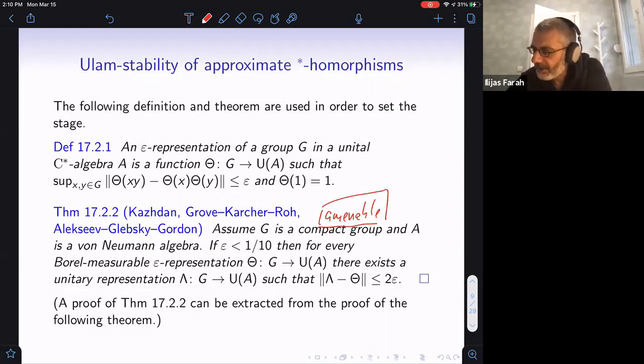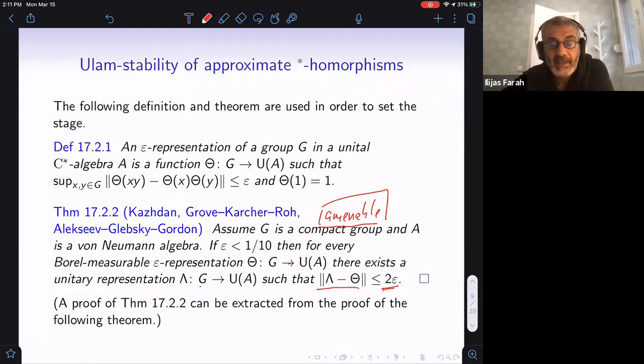Anyway, the theorem states that if G is a compact group and A is a von Neumann algebra, epsilon is small enough, then whenever you have a Borel measurable epsilon representation theta from G to the unitary group of A, and by the way, when I say Borel measurable, I really mean in the ultra-weak topology, for example, which again makes no difference, there exists a unitary representation lambda from G into U of A, such that lambda minus theta in norm is at most 2 epsilon. So in this case, one gets quite a good constant.